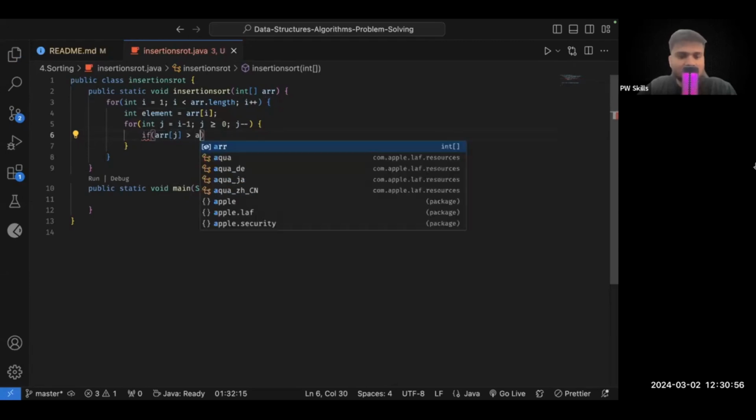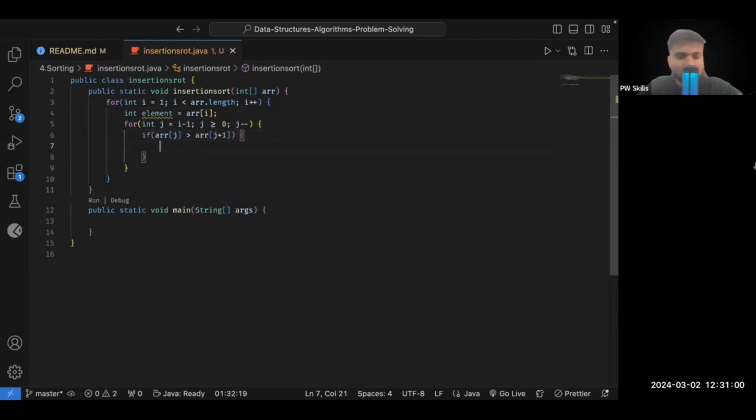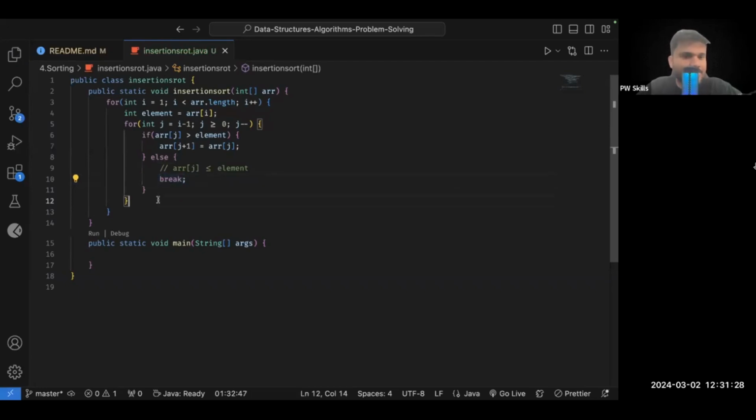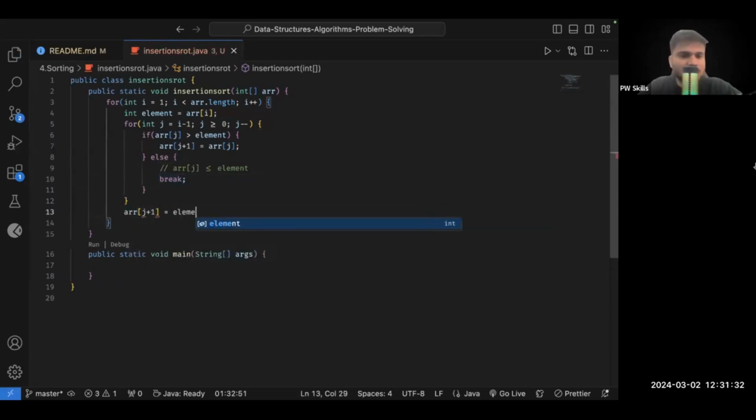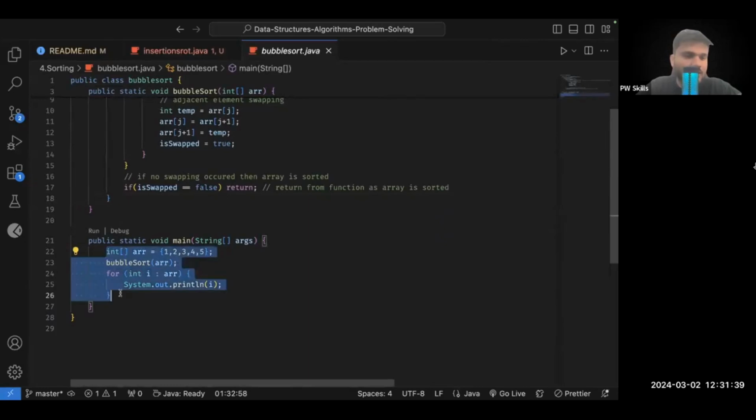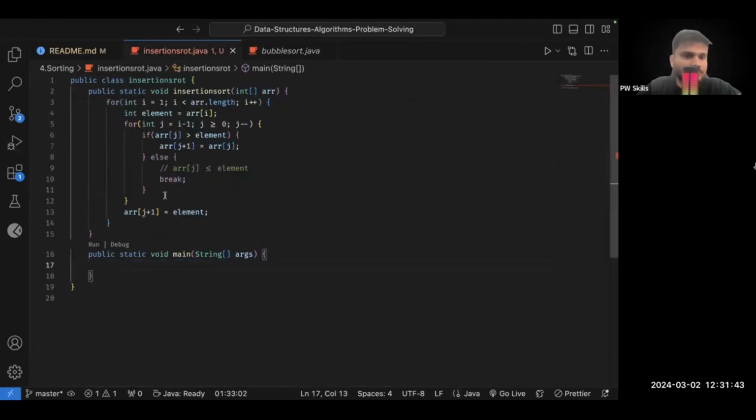If ARR at j is greater than element, we push. We say ARR at j plus 1 is equal to ARR at j. Else, the moment we realize that ARR at j is less than or equal to element, we need to break. And at last, we say ARR of j plus 1 is equal to element. That's it. I'll take the input from bubble sort and copy paste this input here.